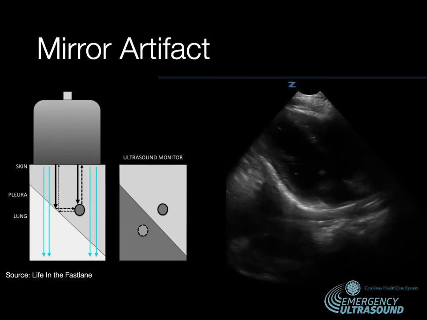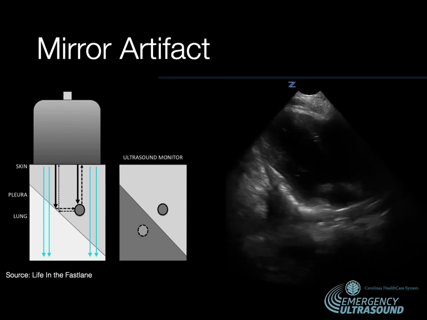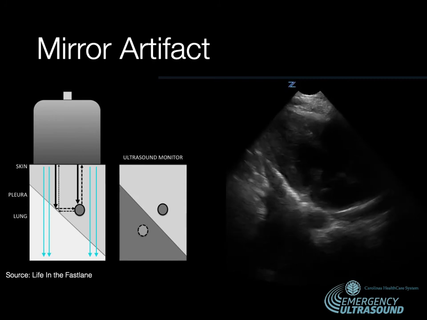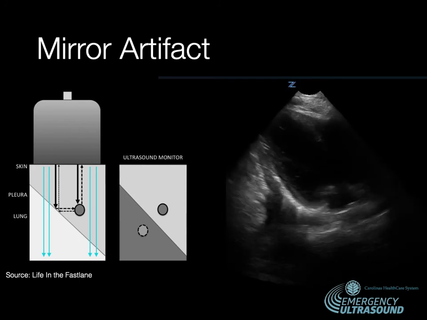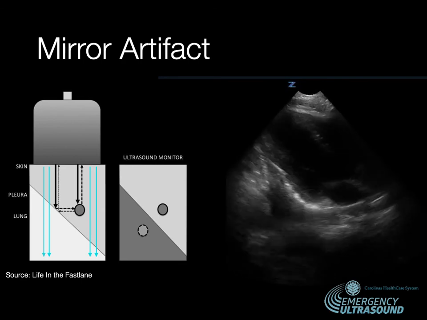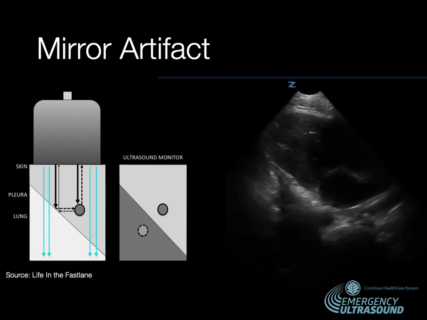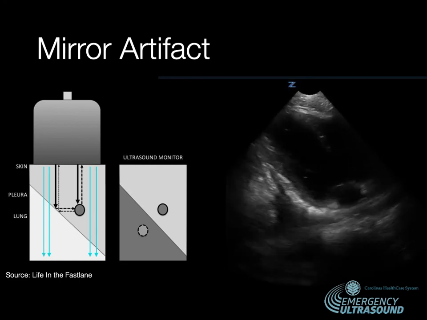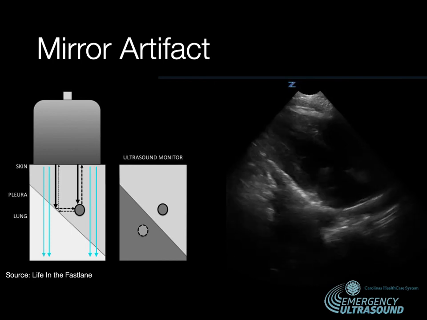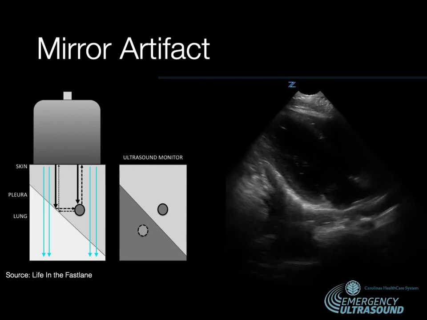Then we have mirror artifact, and this is so interesting because if you look at this heart right here, it almost looks like you can see another heart beating just on the other side of the pericardium. But this patient doesn't have two hearts. This is just mirror artifact. Mirror artifact occurs when an ultrasound beam is not reflected directly back to the transducer after hitting a reflective surface, but rather it takes an indirect return journey. With mirror image, the ultrasound beam hits an angled, highly reflective surface, such as a soft tissue or gas interface, at the pericardium, or even the diaphragm.